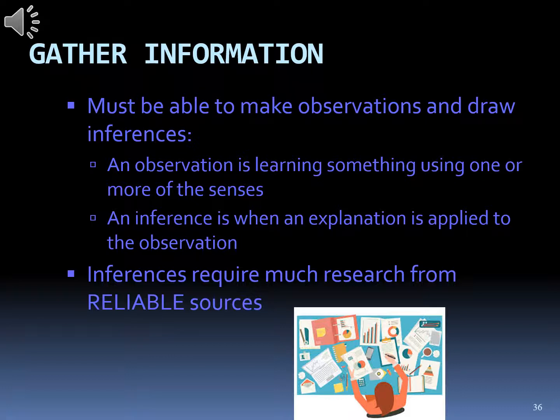So inferences require much research from reliable sources. In the sciences, we tend to rely on the primary literature, which is scientific peer-reviewed journal articles. For the most part, that is the source that we might use for a high-level science project. If we're looking at something in the elementary, middle school, high school realm, then maybe an internet search could be an appropriate first step. But it's really that peer-reviewed scientific journal article that's the gold standard for researching information in the sciences.